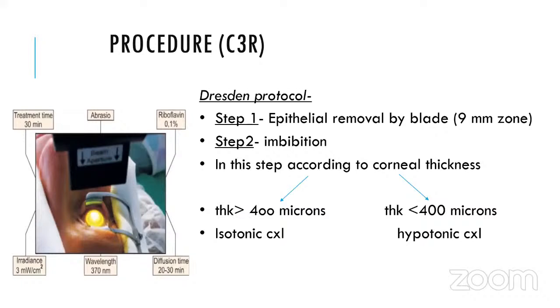By Dresden's protocol, step 1 is removal of the epithelium by blade or alcohol, cotton swab. Then there is the imbibition stage. In this stage, according to the corneal thickness, if the corneal thickness is more than 400 microns, isotonic solution is used. And if the corneal thickness is less than 400 microns, hypotonic solution is used.